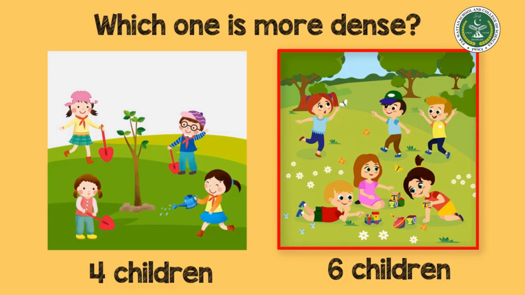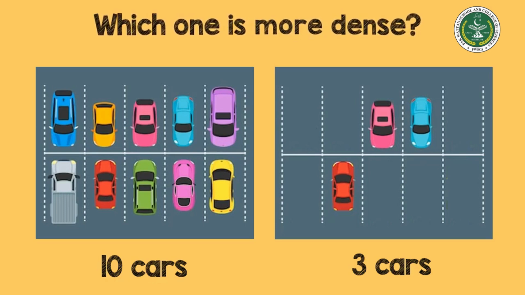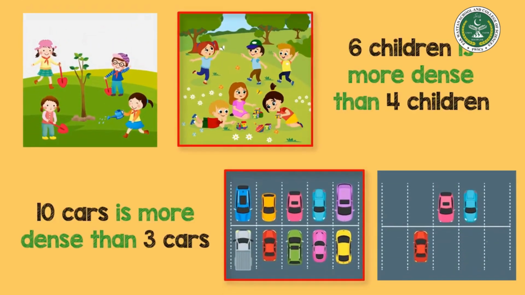Now take a look at this another example. The parking lot on the left side has 10 cars, while the parking lot on the right side has 3 cars. So, which is more dense? That's right, the parking lot on the left side is more dense than the parking lot on the right side. So based on the examples given, we can easily define density.